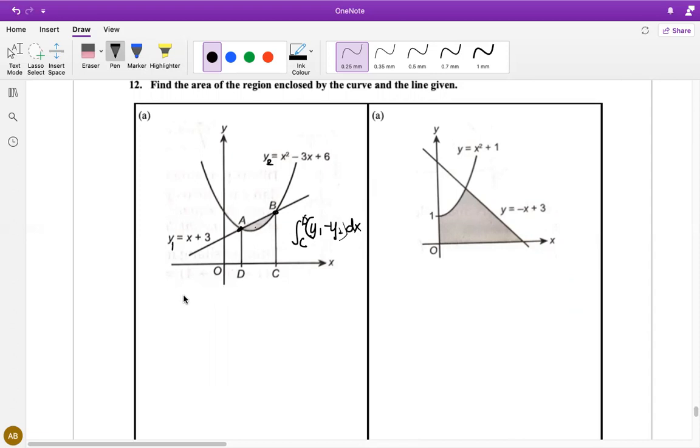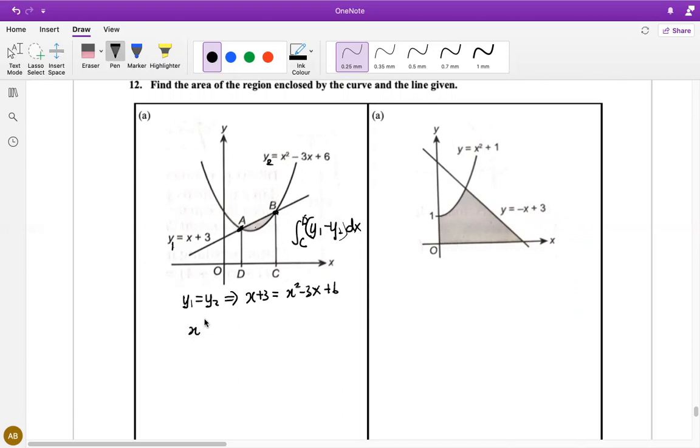Therefore y1 equals y2. Why does y1 equal y2? Because at A, the coordinate y must be equal, and at coordinate B, the y also equal, x also equal. But it is easier to solve by equating y1 directly because there is no need to change anything. So x + 3 equals x squared minus 3x plus 6.